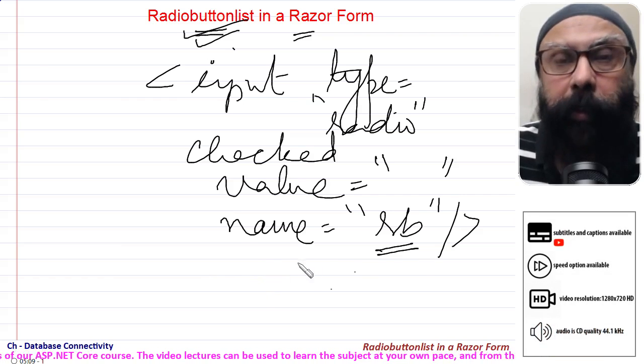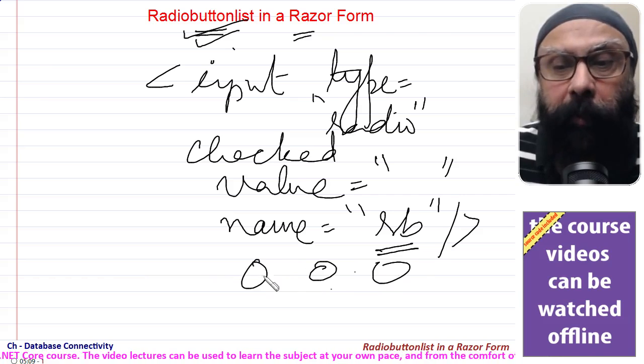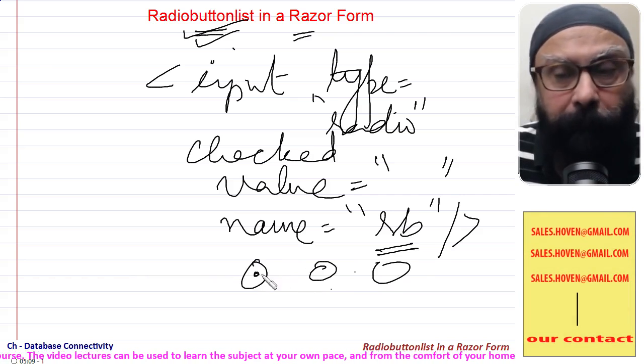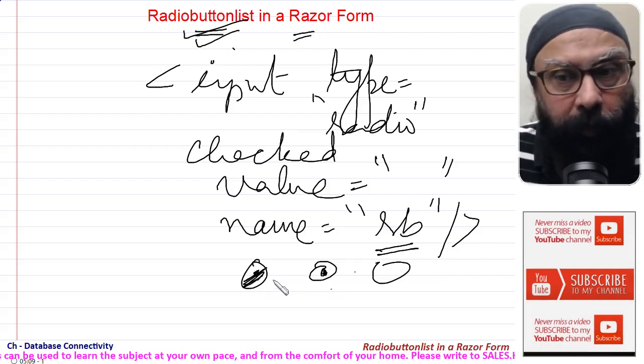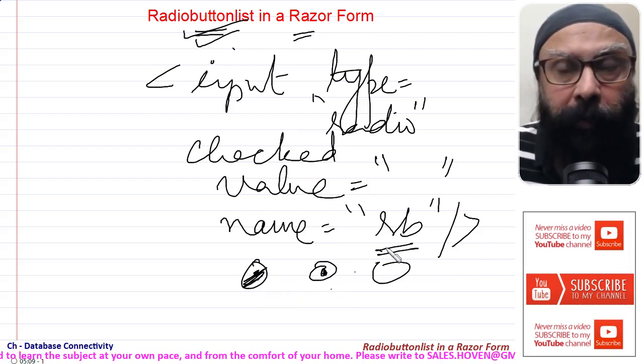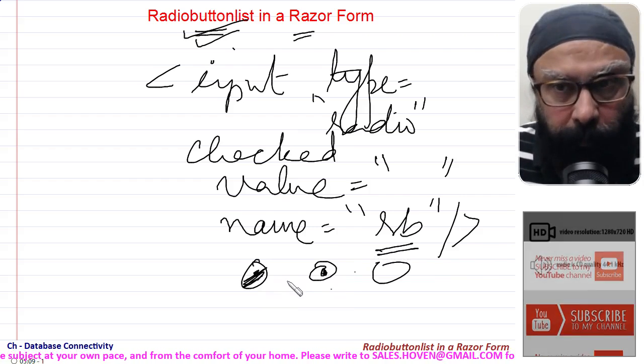So if you see a group of, let us say 3, if you tick mark the first one and then click on this, then this will get ticked and this will go off. So if you keep the name the same, then they participate as a group.